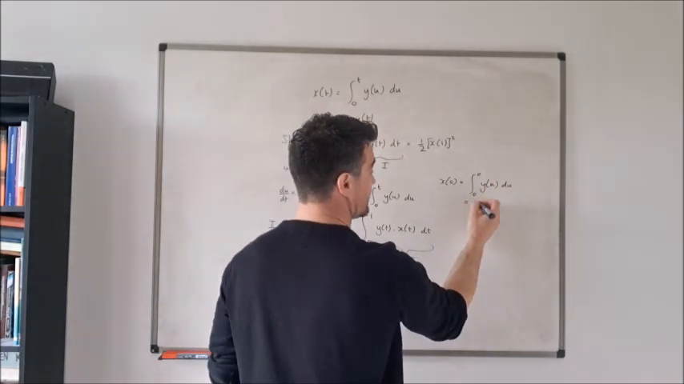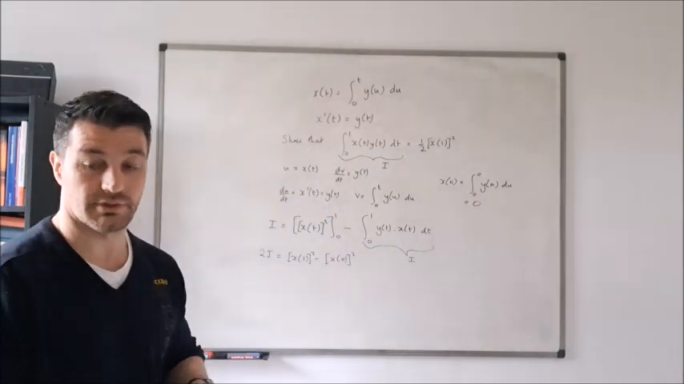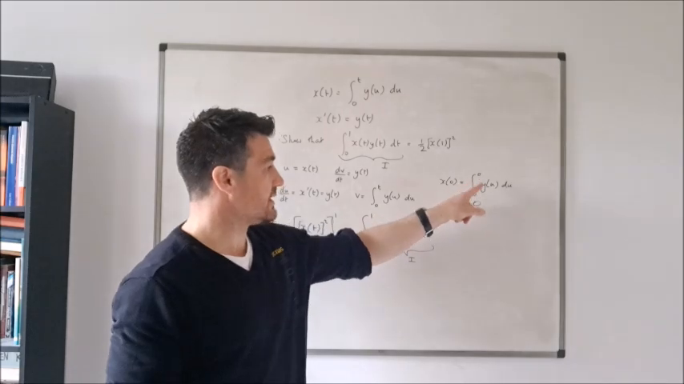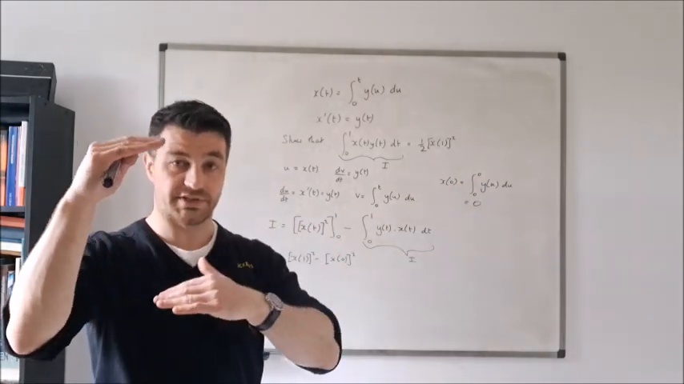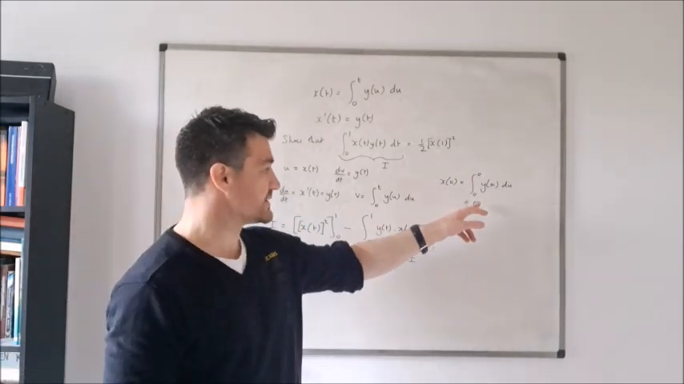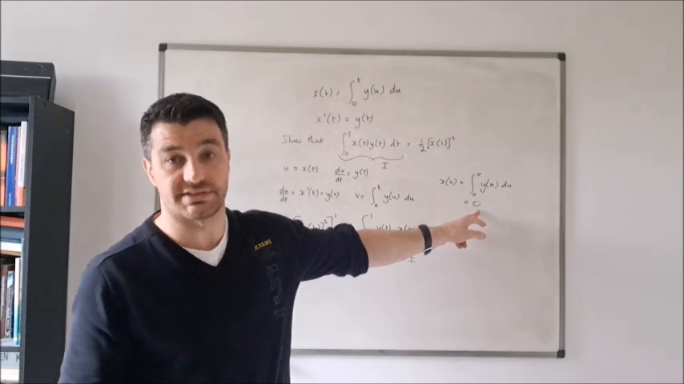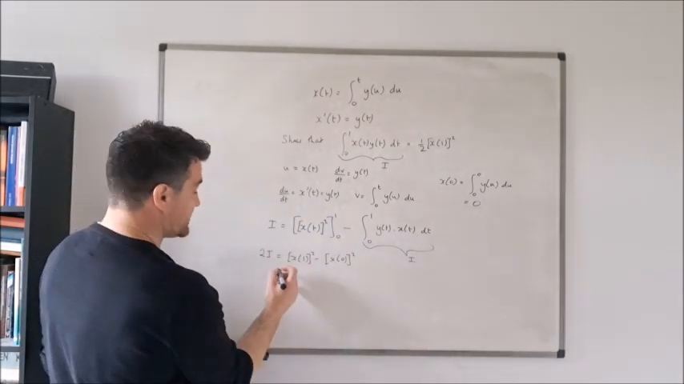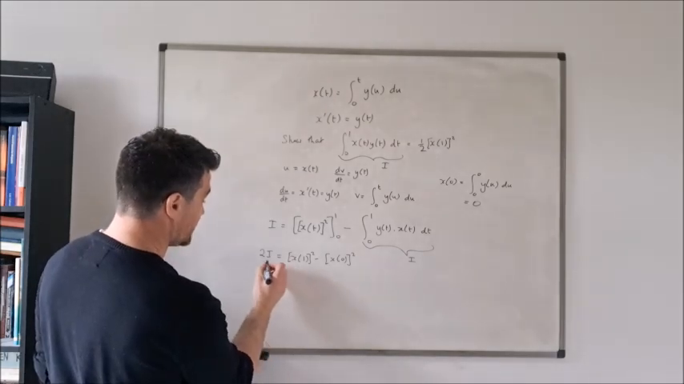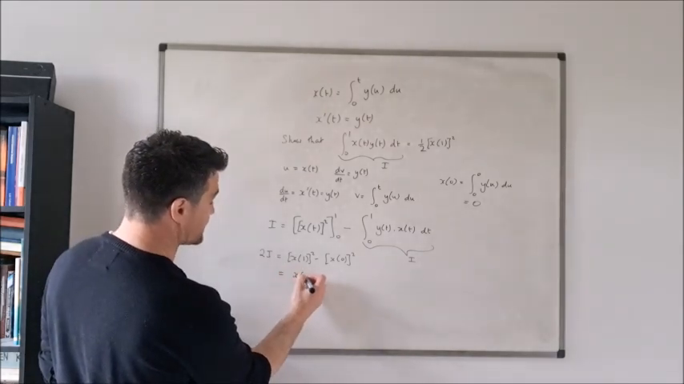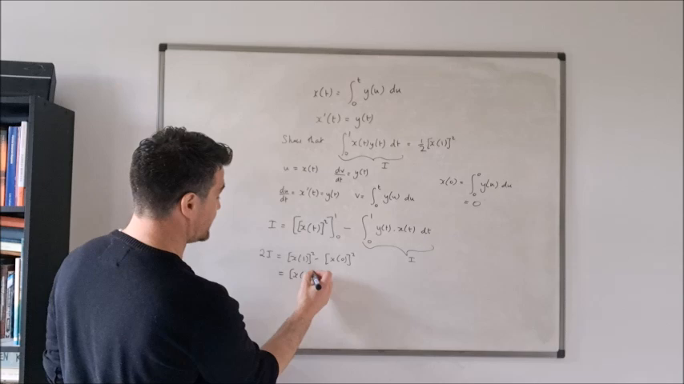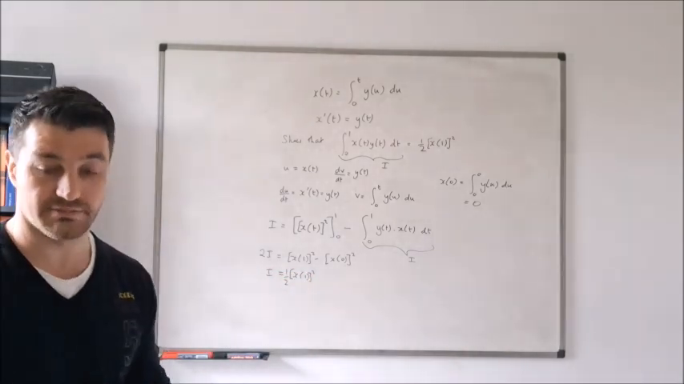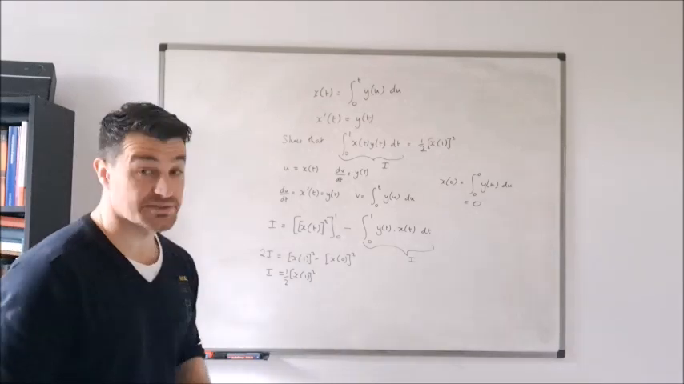Well, this is 0. With an integral, if the limits are equal, the upper limit and the lower limit are equal, the integral is always equal to 0. So in other words, x of 0 here is just equal to 0. So I get 2I is equal to x1 squared, and therefore I is just going to be a half x1 squared. Dead easy, right? So far, so good.